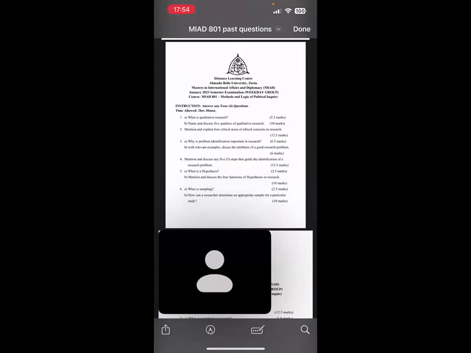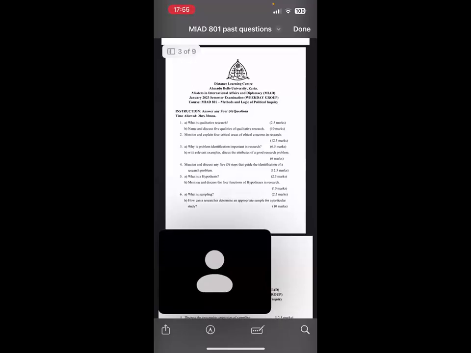Number 6. What is number 6 saying? What is sampling? So you see, what is sampling and what is research sampling mean the same thing in this context of MIAD 801. So when you see what is sampling and when you see what is research sampling, they mean the same thing. Okay, so what follows? How can a researcher determine an appropriate sample for a particular study?